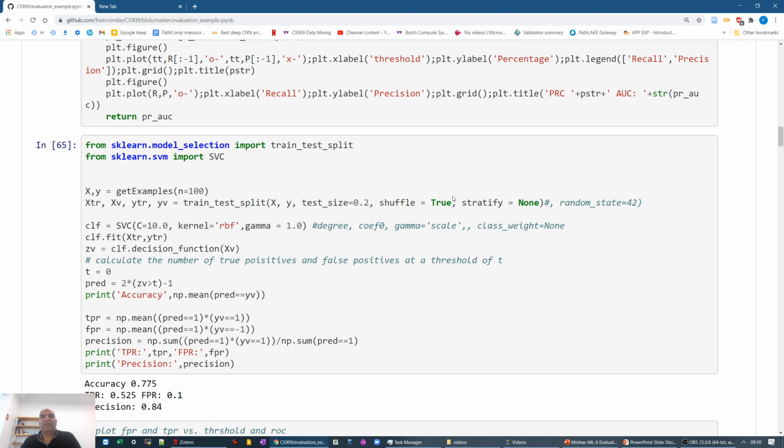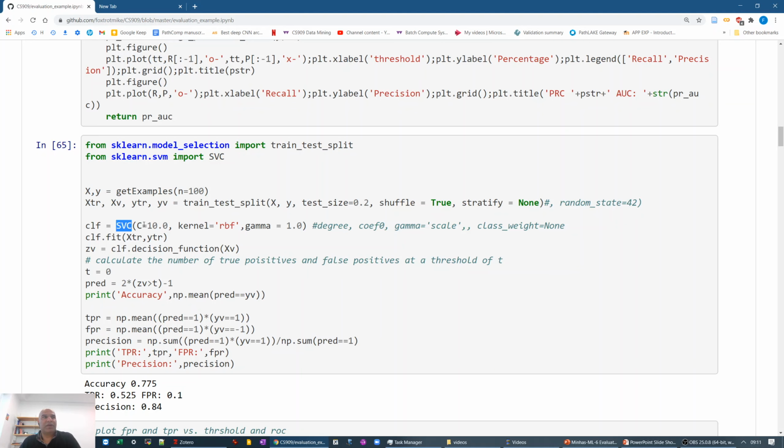If I use shuffle equal to true, it gives me a training data set, XTR, and the corresponding YTR, which are the training labels, and it gives me a validation data set, XV, which is going to be 20% of the overall data set that I gave as input. So let's say if there are 1,000 examples in X, and if I set test size equal to 0.2, then I'm going to end up with 200 examples in my validation set. So this is going to be XV, and then I've got the corresponding labels for that.